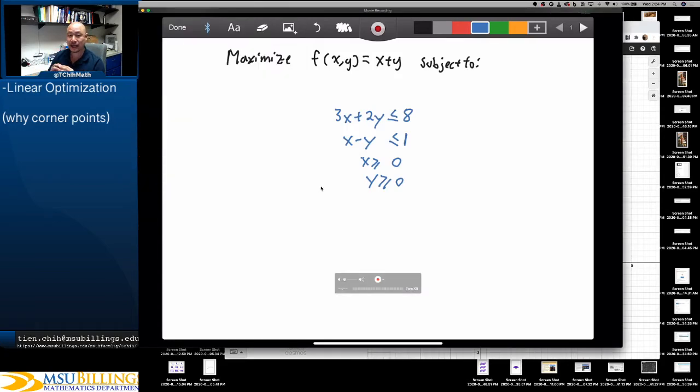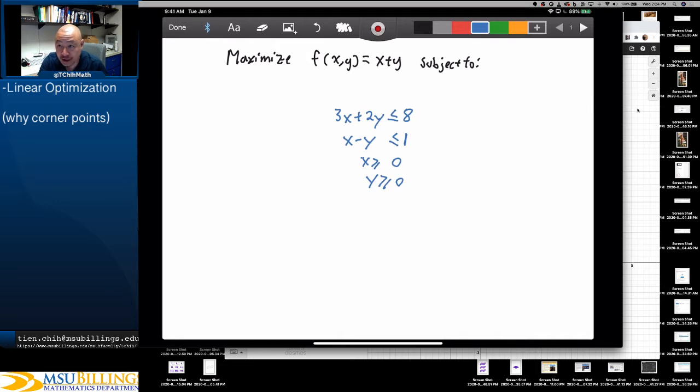All right, let's say we want to maximize a linear function on two variables, f of x, y is just equal to x plus y, just add the coordinates. And we want to make sure that it's constrained by these linear inequalities, that x and y are both non-negative, and that 3x plus 2y is less than or equal to 8, and x minus y is less than or equal to 1.